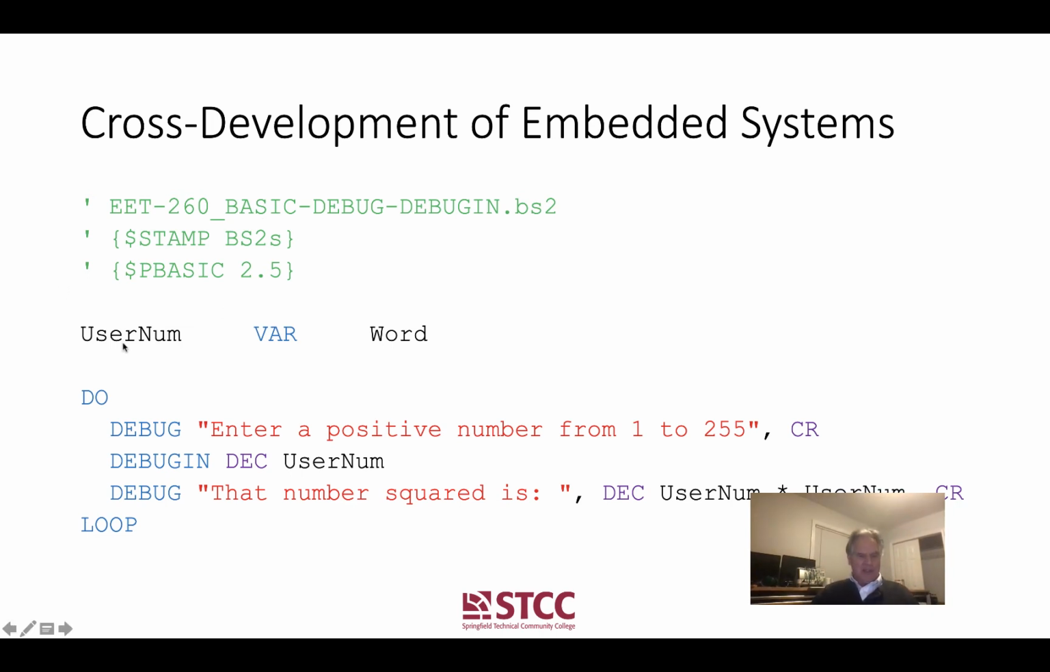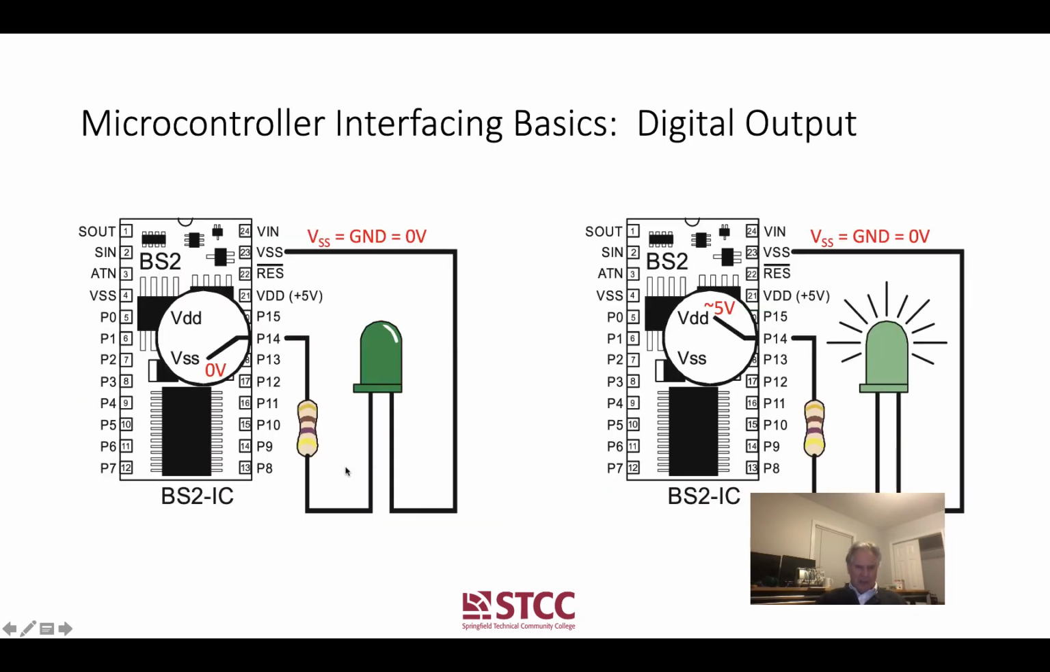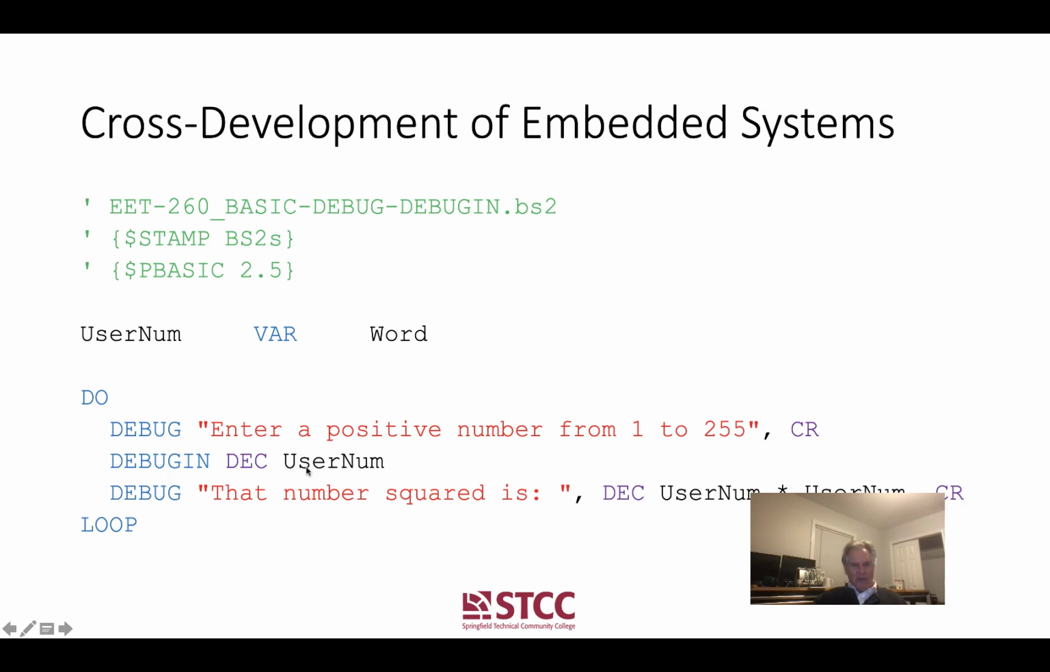It has a variable, which is a place in memory. A variable is nothing more than the name of a place that holds information in your microcontroller or computer or whatever system you have a variable on. And what it says here is do, and it has the loop, so this is going to run continually. It'll say enter a positive number from 1 to 255. It's a debug statement, so that'll appear on your dev PC in the blue pane of the debug terminal window. And there's a carriage return. And it says debug in dec usernum. The usernum is this variable we declared, and dec means you will type in a decimal number.